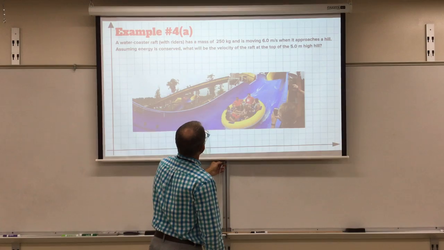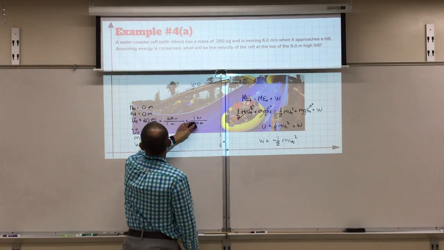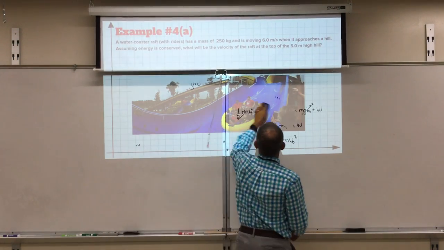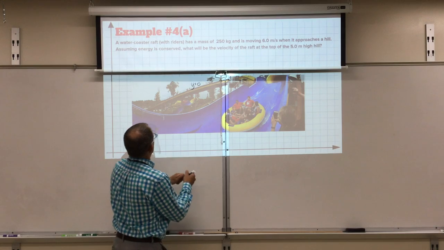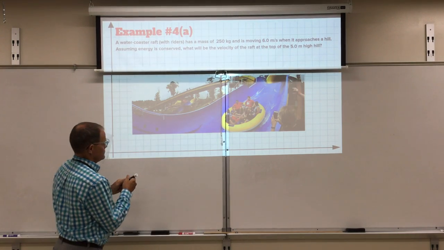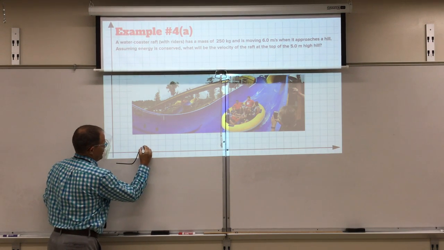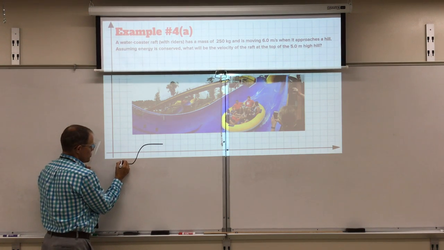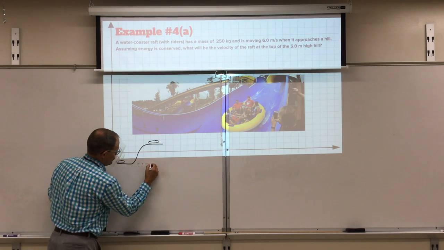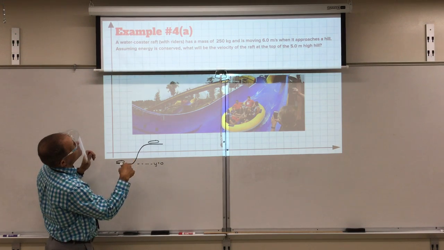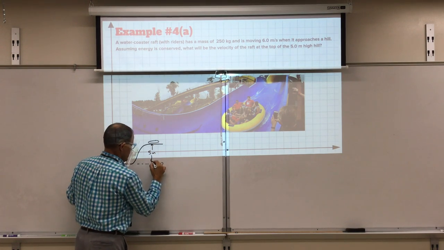So, to solve that problem, let's see if we can solve it. I have to start down here, I guess. So here is my ride, and it goes up a hill, right? So here's my raft. It goes up a hill and it ends up there. And the bottom of the hill, I'm going to call this zero. And how high is the hill? 5 meters. So that's how high the hill is.